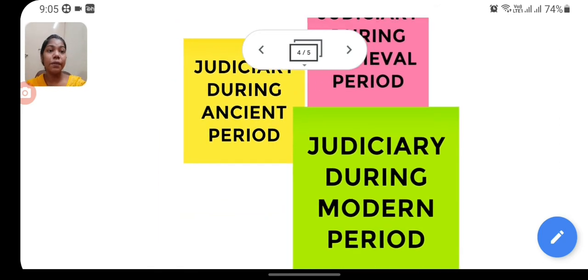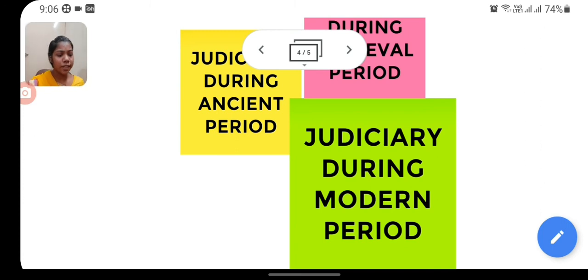Judiciary during the modern period. This was the period when the British came into rule. In 1726, 1727, the Madras, Bombay and Calcutta courts were established in those places. Calcutta is a very important court. We could say it is the oldest High Court in the country, established in 1862. It's an important fact. Whereas Allahabad High Court was the largest court.